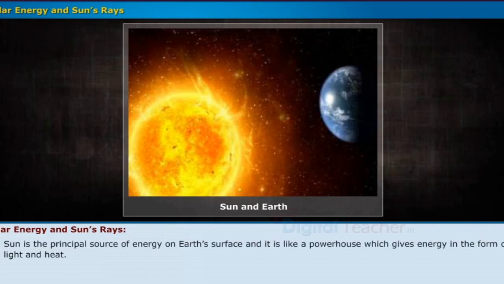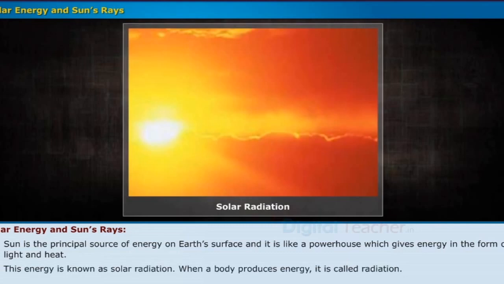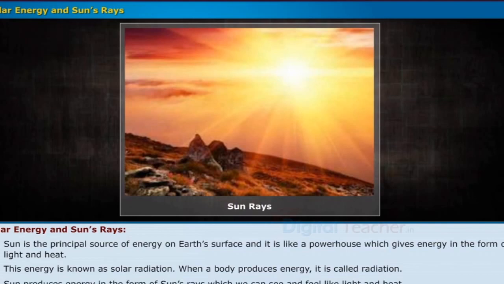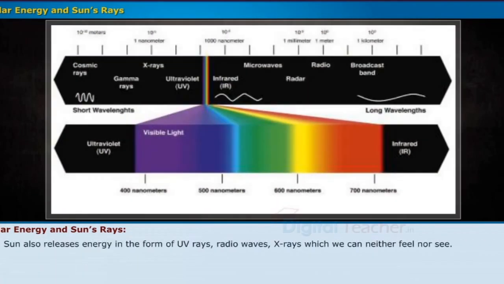Sun is the principal source of energy on Earth's surface and it is like a powerhouse which gives energy in the form of light and heat. This energy is known as solar radiation. When a body produces energy, it is called radiation. Sun produces energy in the form of sun's rays, which we can see and feel like light and heat. Sun also releases energy in the form of UV rays, radio waves, X-rays, which we can neither feel nor see.